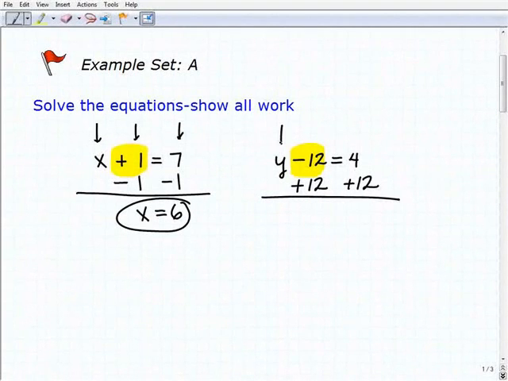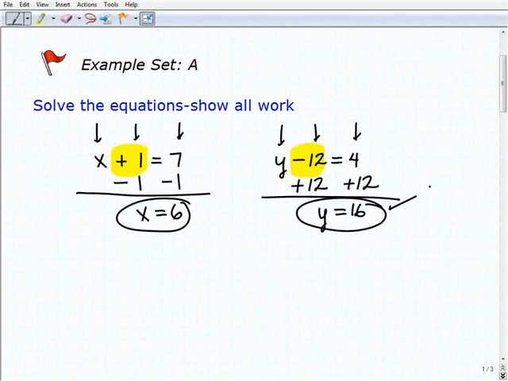So now I'm going to go ahead and add down. I get y plus nothing is y. Negative 12 plus 12 is 0. And then 4 plus 12 is 16. So y equals 16 is the solution to that equation. If you're understanding this, then you've mastered at least the general concept of solving these one-step equations.